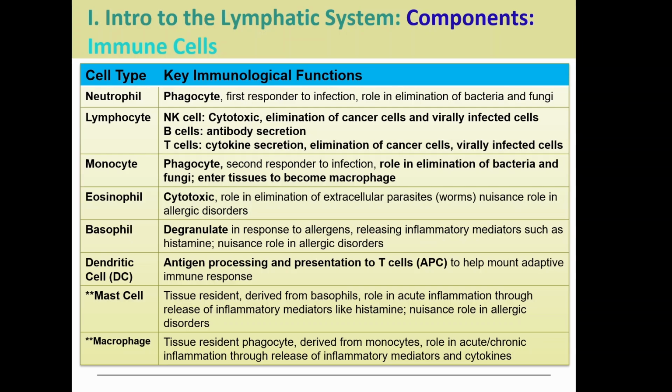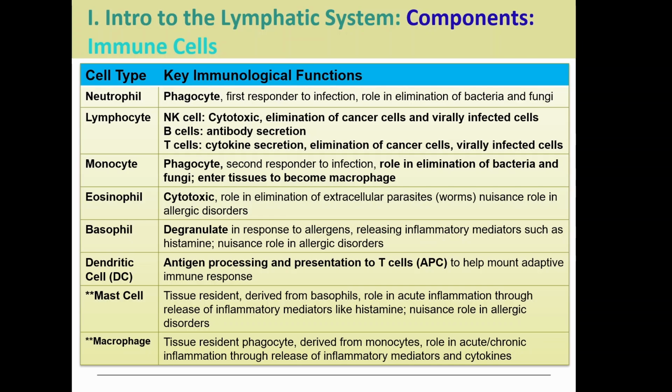And then the mast cells, again, the mast cell is a basophil that has moved into the tissues. They are going to play a role when it comes to the inflammation that happens in the short term. They're going to release things like histamine. So just like the basophils, they also can be part of someone having allergies.